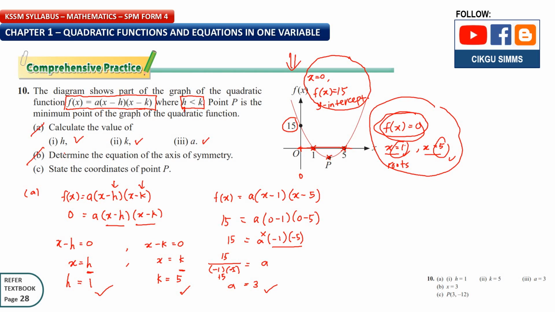Okay, so question B, determine the equation of the axis of symmetry. Okay, so the axis of symmetry is this line. This is the axis of symmetry. And I need to find the value of x here. So 1 and 5. The middle number, if you want to do it fast, is 3. Because 1, 2, 3, 4, 5. Okay, but you need to show your working.